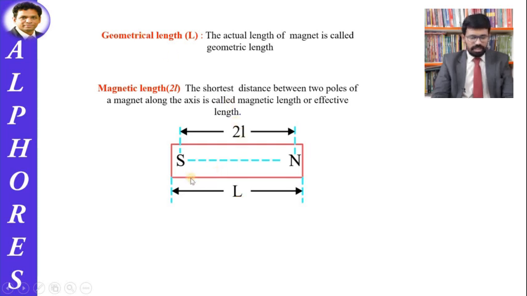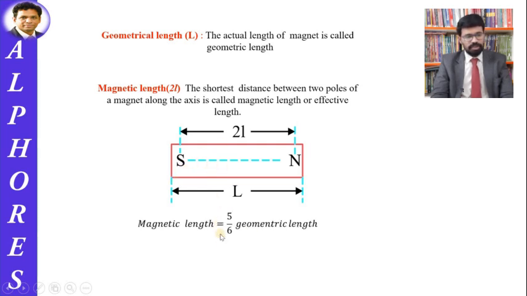But usually when you take a bar magnet, you will not be able to measure this magnetic length, right? You don't know where the south spot and the north spot are located inside the magnet. All you can do is measure the length from end to end. So if you are supposed to find the magnetic length, you can make use of this equation. Usually magnetic length is 5/6 of geometric length. Obviously magnetic length is smaller than geometric length, isn't it? So magnetic length is equal to 5/6 of geometric length.